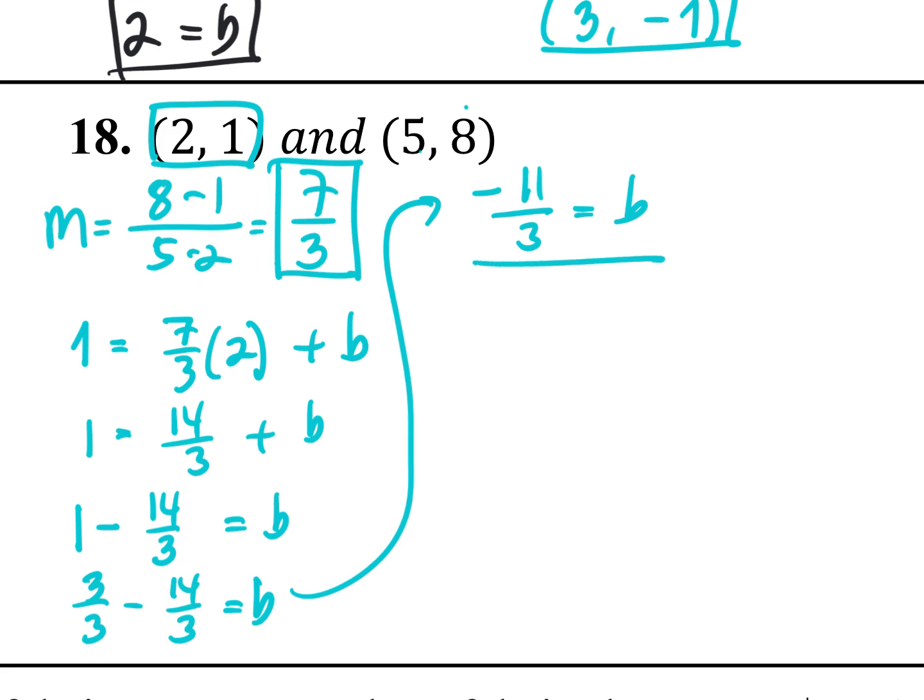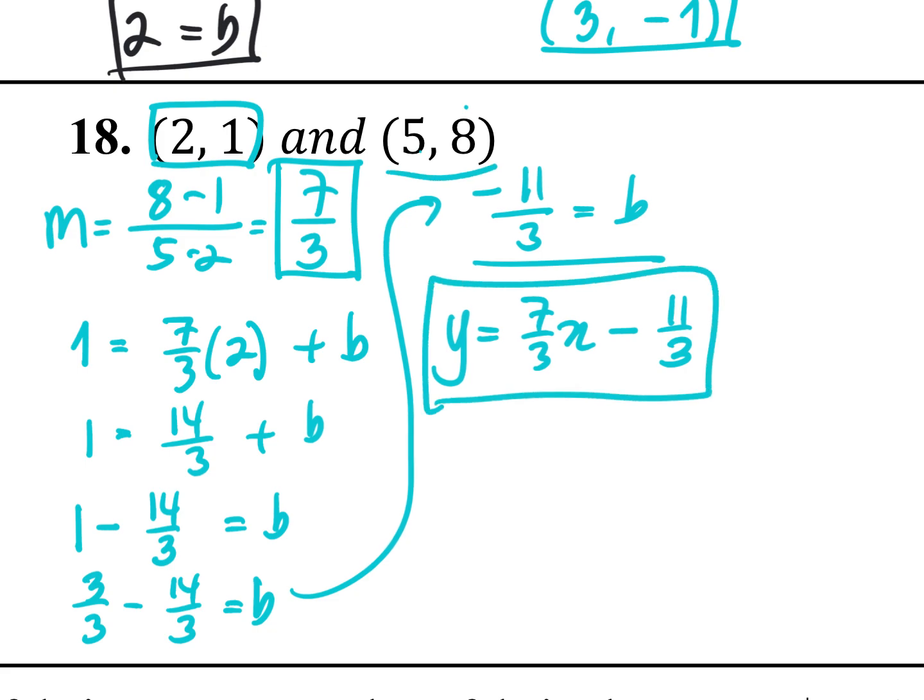Now let's put them together. So my equation is going to be y is equal to 7 over 3x minus 11 over 3. Now I would like you to recheck 5, 8 to see if it is correct.